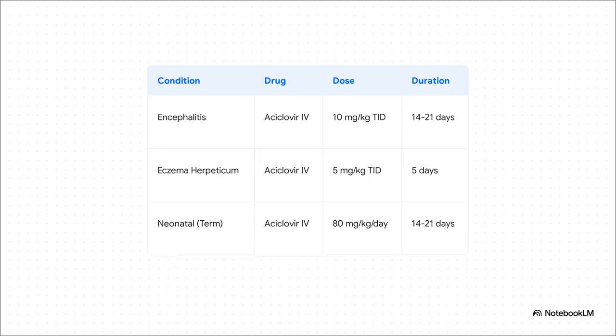But for those really severe, life-threatening infections, everything changes. The strategy gets way more aggressive, and we go straight to intravenous acyclovir. For herpes encephalitis, that means a high dose for 2 to 3 weeks. For a newborn, it means a very precise dose based on their weight, also for up to 3 weeks. In these scenarios, the stakes are just way too high to mess around.